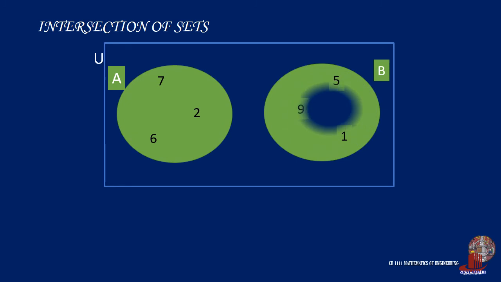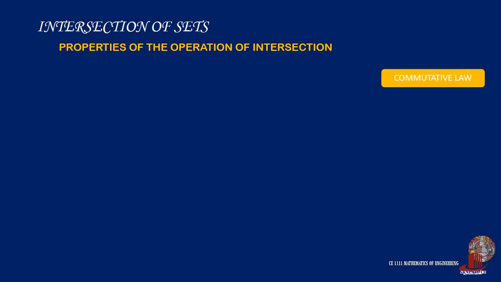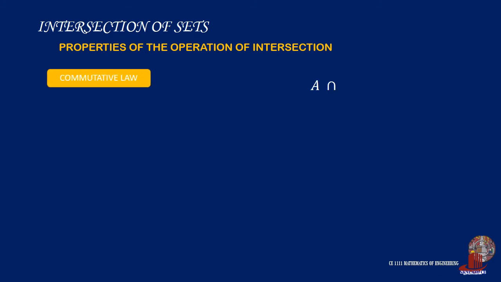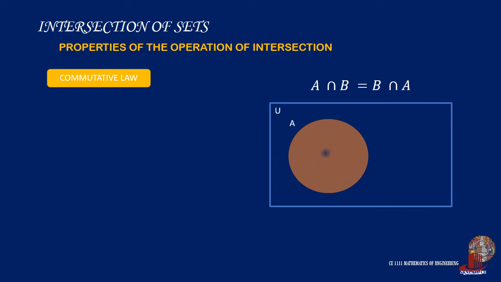If A and B are two sets such that the intersection of sets A and B is null, then A and B are called disjoint sets, because there are no elements which are common to A and B. Similar to the operation of union, there are some properties of operation of intersection. First is the commutative law. This states that the intersection of sets A and B is equal to the intersection of B and A.